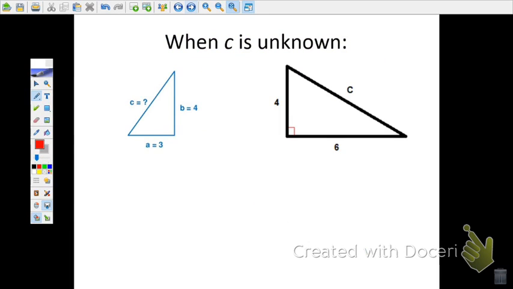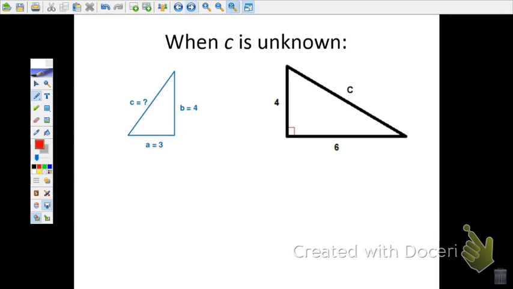We're going to look at several different examples. First, we're going to look at some examples where c is unknown. Up here on the overhead, I have pictures of triangles. You can either draw the picture in your notes and label the sides as you see up here, or you could just write down a equals 3, b equals 4, c equals question mark, and then show the work that we're going to go through.